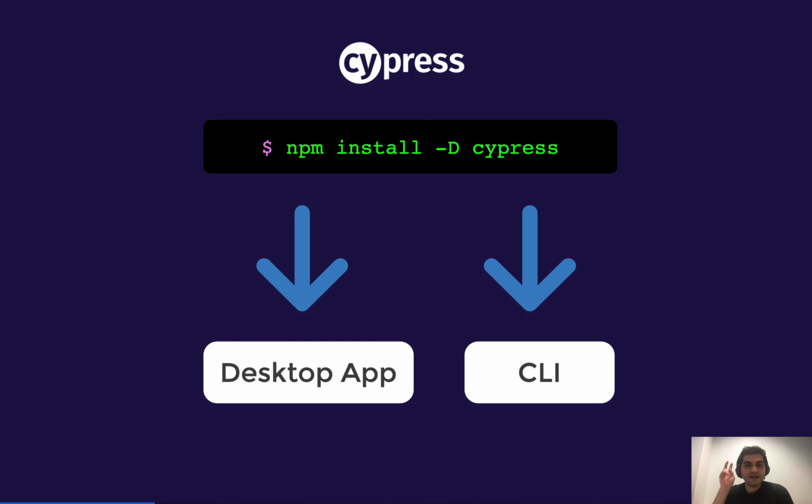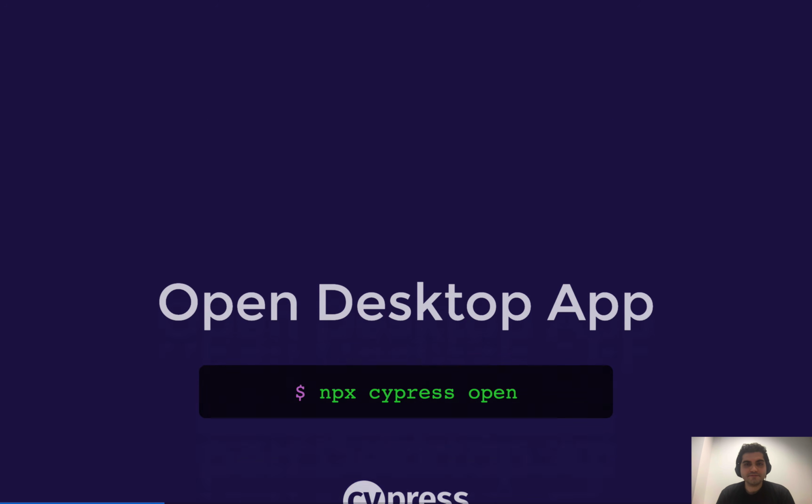Once you do that, you're going to get two things. You're going to get the Cypress Desktop App. This is the Cypress GUI that you will use in your day-to-day workflow. And you will also get the Cypress CLI tool, which you will use to start Cypress, but also to run Cypress within your CI environment. And we'll see how these two programs work throughout this presentation.